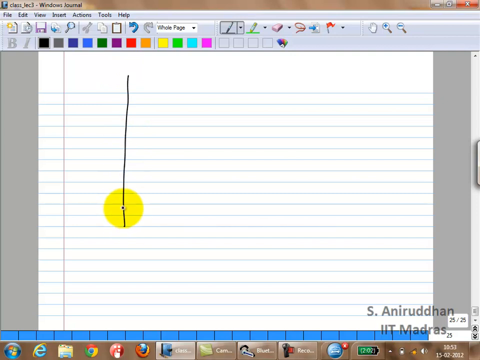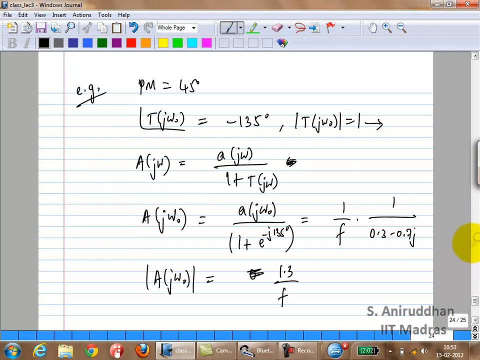So if you actually plot, now we can plot the relative gain, normalized gain versus normalized frequency, and what you'll find is, let's say we normalize it to 1 over f. Okay, so at omega naught for a 45 degree phase margin, 1.3 is approximately 2.4 dB. Okay, so at omega naught you get a 2.4 dB peaking. Okay.